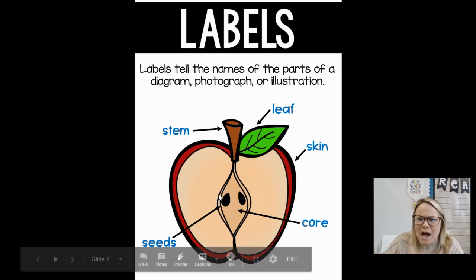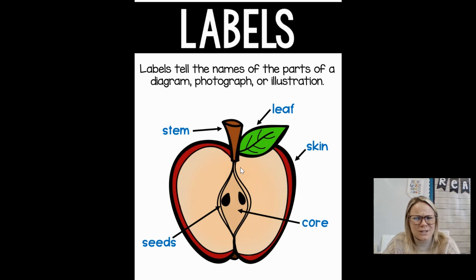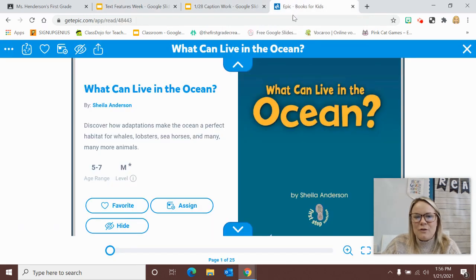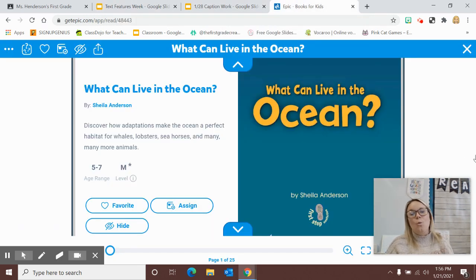So we're going to look at a book together. And in this book, I want you to keep an eye out. You are still detectives. Not only are you detectives for hard words, but now you're detectives for finding these text features and making sure that you're really paying attention to them. Let's take a look. We're going to look at a new book, and it's called What Can Live in the Ocean?